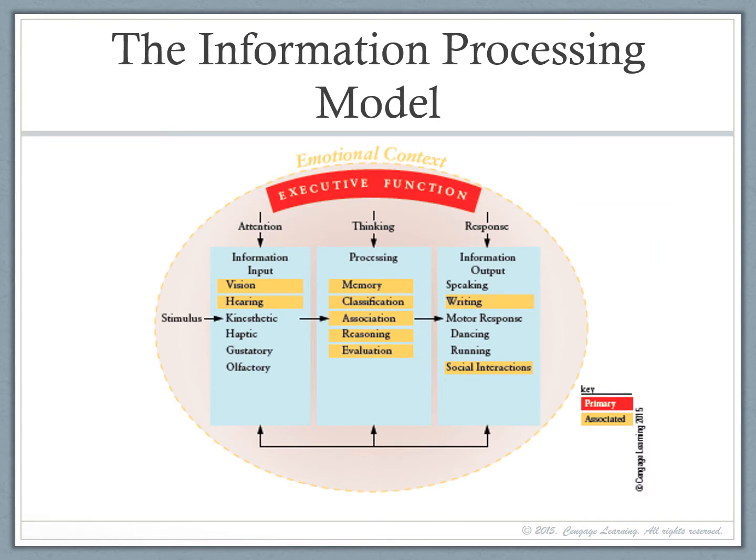So when we look at our information processing model, we can see that the primary effect is executive function, and secondary effects in regards to attention would be information input from what they see and hear. If they're not paying attention, that's difficult. Thinking and processing, it affects all areas. Secondarily, memory, classification, association, reasoning, and evaluation. And then in regards to response, it affects writing and social interactions.